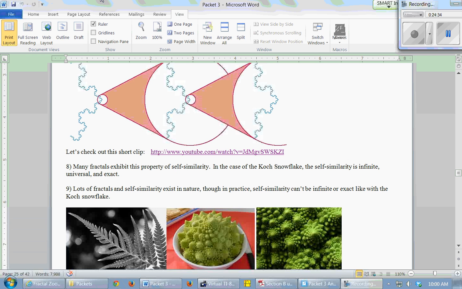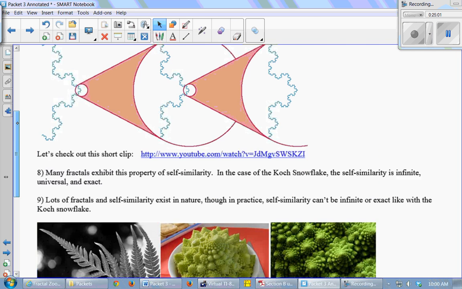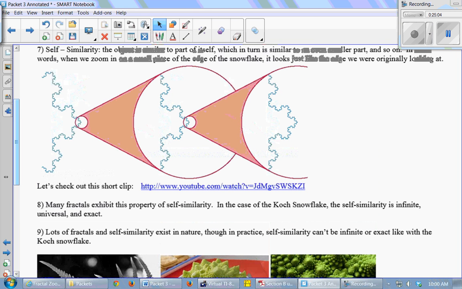So many fractals exhibit this property of self-similarity. In the case of the Koch snowflake, the self-similarity is infinite, meaning you can zoom in forever, right? Obviously, in the video clip, they had to stop eventually. You can't watch an infinitely long video clip. But it's also universal, which means you can pick any part of the snowflake, right? I could zoom in here or here, doesn't matter, right? I can zoom in on any part of it, and it will always look similar to the original, right? And exact, meaning it looks exactly the same.